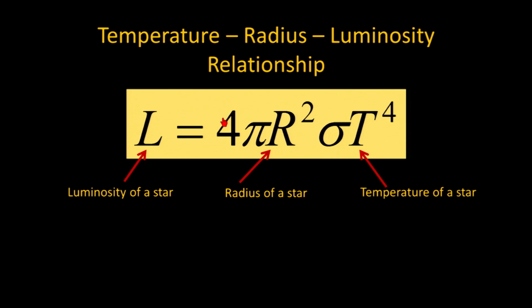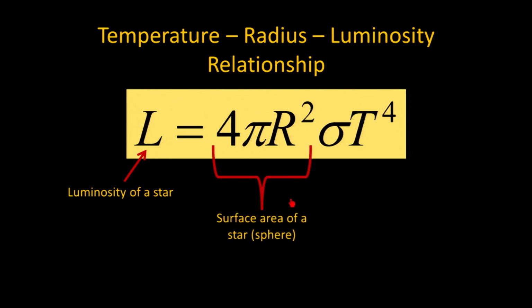Now you'll notice that the R squared has a 4 pi with it, and the T has a sigma with it. Remember, there's a multiplication symbol that is to be assumed right here. So here's the idea. 4 pi r squared is actually a very standard formula from geometry. If you've ever taken a geometry class, you might have seen this before. 4 pi r squared is the formula that determines the surface area of a sphere. Now stars are spherical, so therefore we can say it's the surface area of a star. So think of it as just the surface of a spherical object, 4 pi r squared.